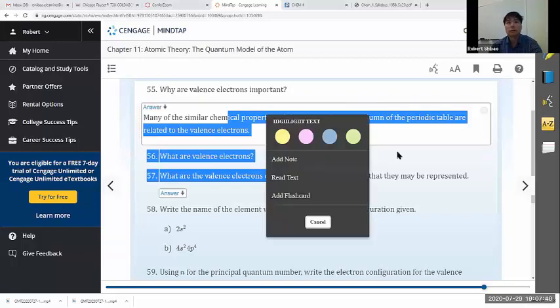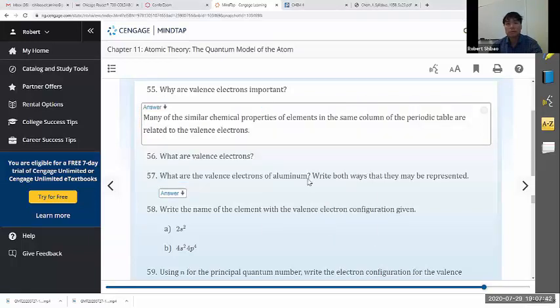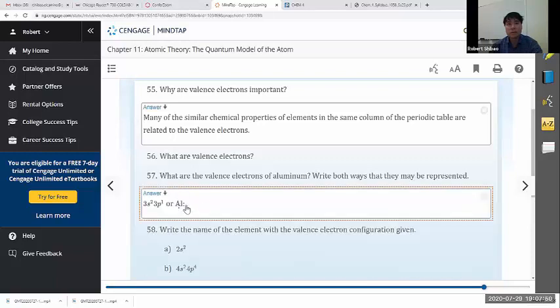What are the ways, write both ways it may be represented? I wouldn't represent it necessarily like this, but that's okay. This is just the outer shell, the third shell, 3s2, 3p1. For the Lewis symbol, we don't generally pair it like that. If we only have 3 valence electrons, then we usually write them separate, like 1, 2, 3, 3 separate electrons, rather than a single in a pair.